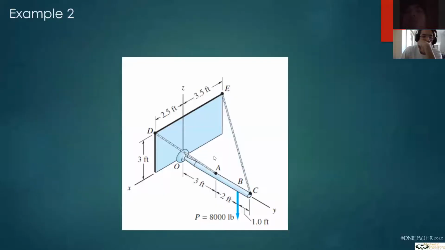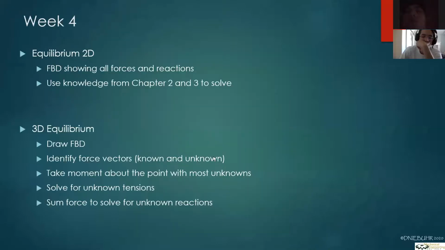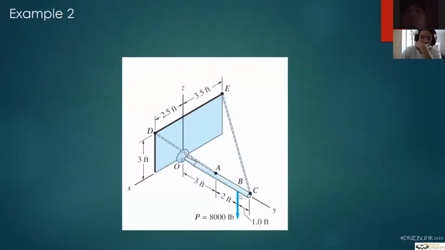And that's this one. So as I said, in 3D equilibrium, there's kind of a way to go. First, you're going to draw the free body diagram, identify your force vectors, known and unknown. Then you take a moment about the point with the most unknowns, solve for the unknown tensions, sum forces to solve for unknown reactions. So those 5 steps are pretty much the recipe for solving these, and we're going to see that in every problem we do.